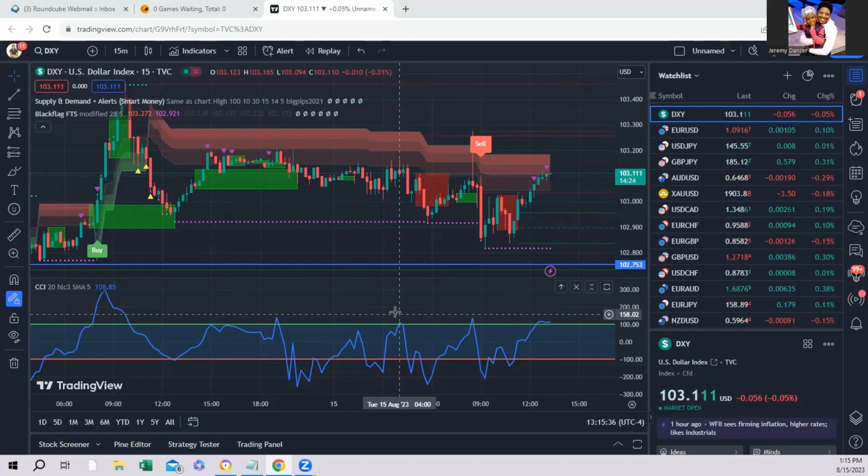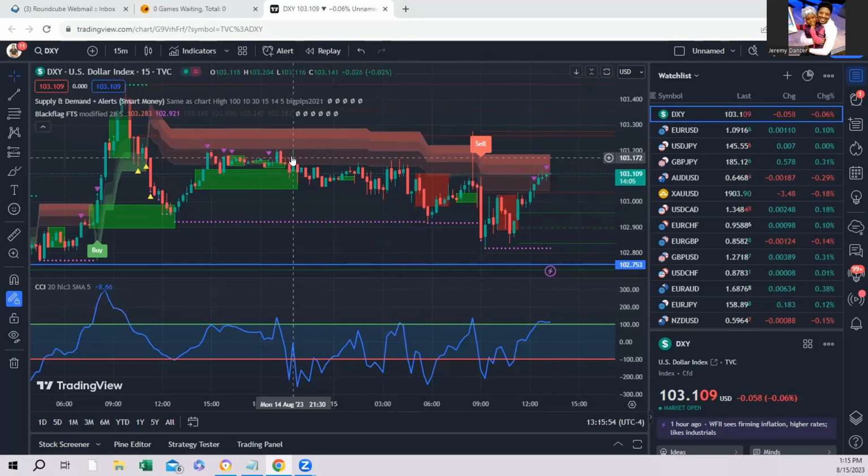Now, if you use Bollinger Bands, for example, if you understand how to use Bollinger Bands, then you can understand how to read the volatility. But this is probably the easiest indicator for people who are brand new to use, because it's telling you, hey, this is a sell.